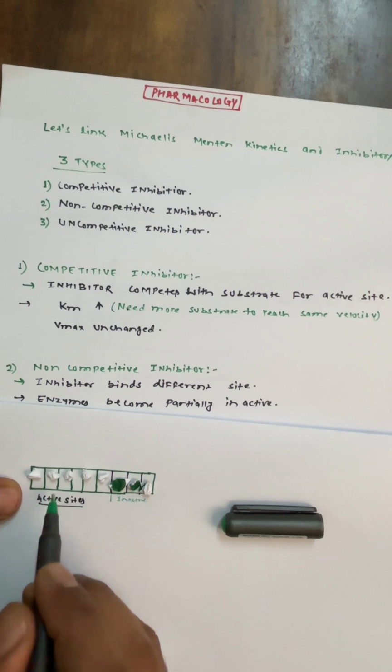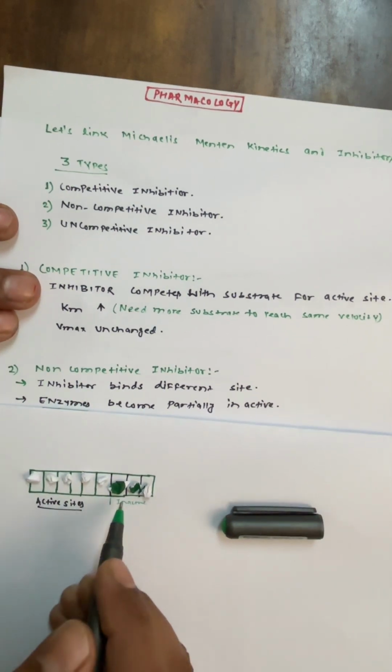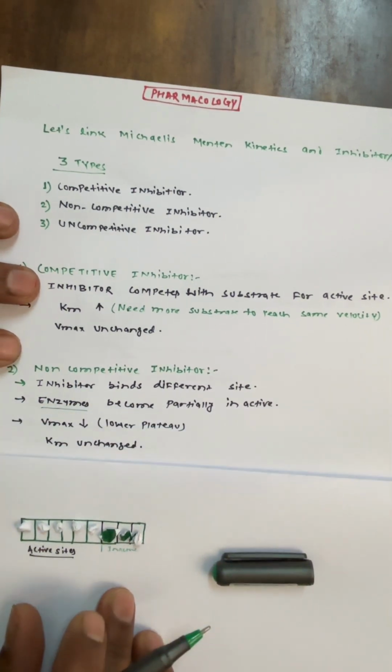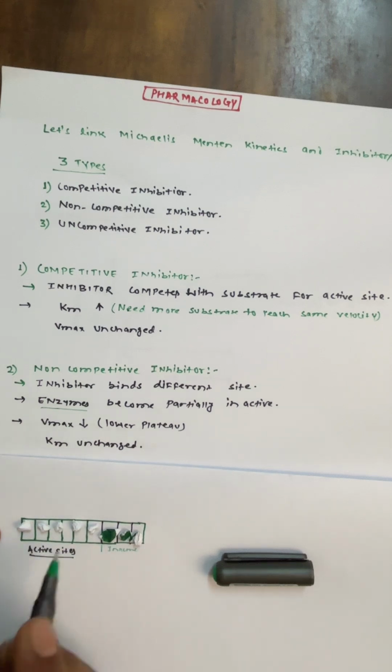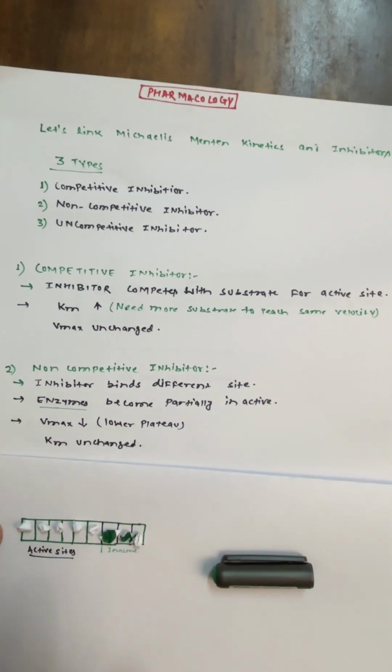So in these conditions what will happen? If the enzyme becomes slow, then the Vmax will decrease, the Km will not change, but the velocity of the reaction will decrease. Vmax will decrease. Km will remain the same.